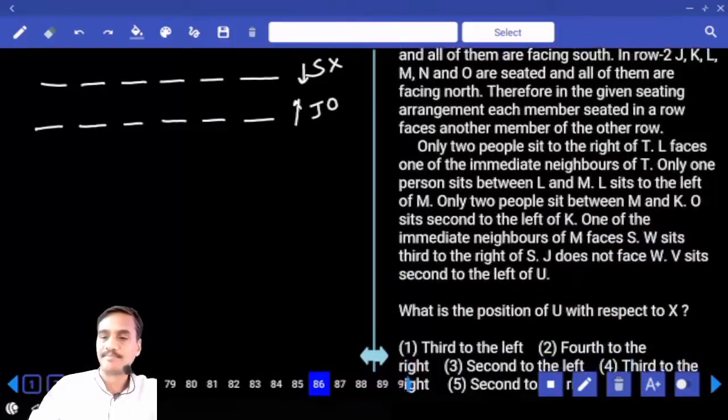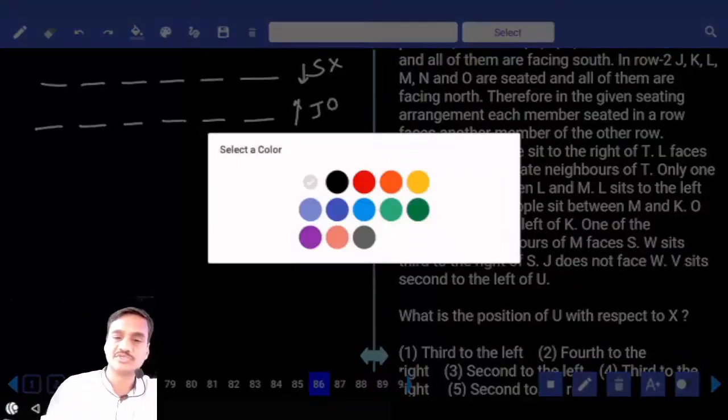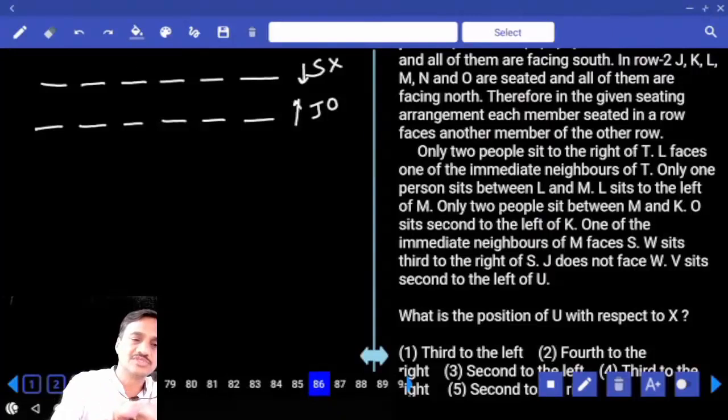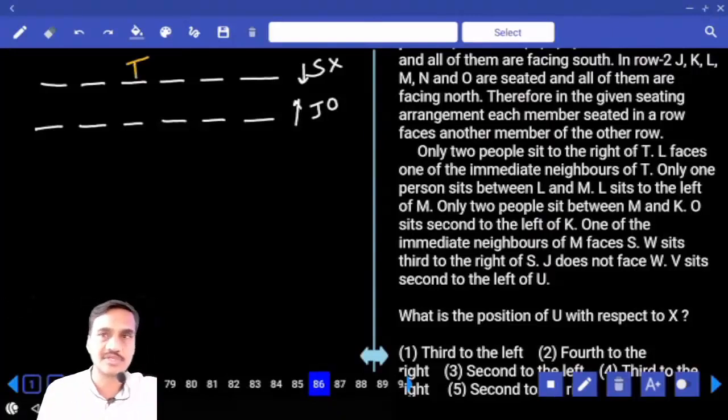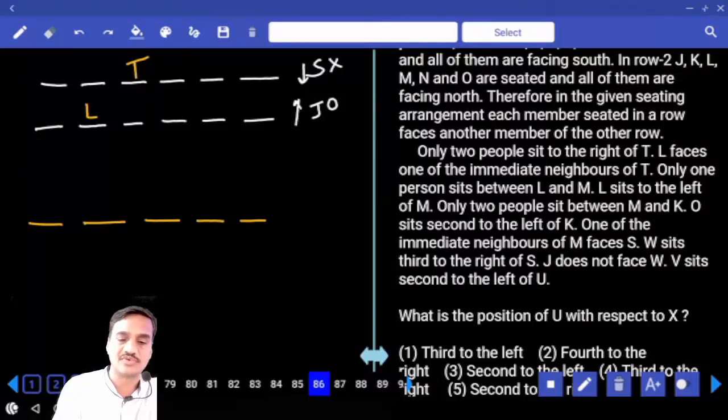Then, only 2 people sit to the right of T. As only 2 people sit to the right of T, where should T be? T must be at this place, because T is facing south, so his left is towards our left hand side. L faces one of the immediate neighbors of T. L is opposite an immediate neighbor of T. That is one possibility. And in the second, 4, 5, 6.